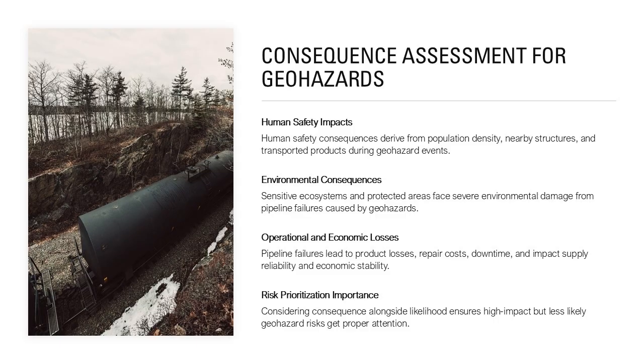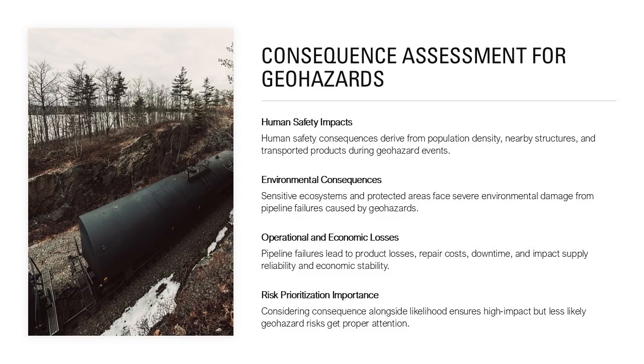Human safety consequences depend on factors such as population density, proximity to occupied structures, and the nature of the transported product. Environmental consequences may be severe in sensitive ecosystems, water bodies, or protected areas. Operational consequences include loss of product, repair costs, downtime, and impacts on supply reliability.